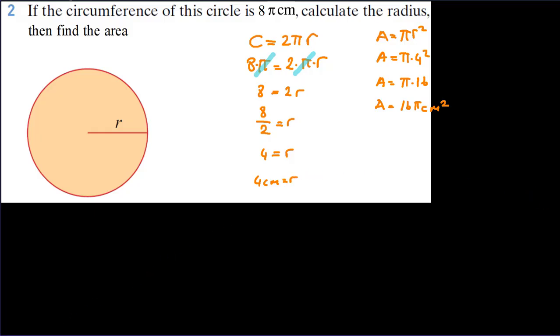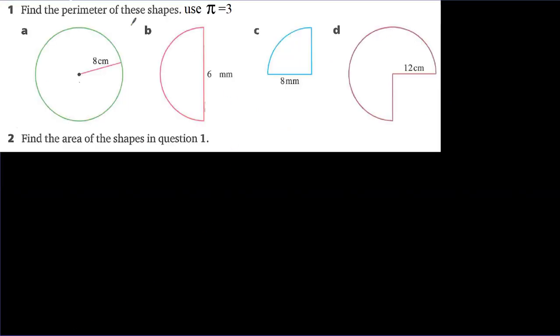Okay, one more exercise I'm going to solve and then I'm going to finish the video. Here we have some shapes that are not a complete circle, but we can solve this kind of question in the exam also. So we are going to continue here. We are going to find the perimeter, which is the circumference also, of the half circle, and we are going to find the area of the half circle. I'm going to solve only question B here.